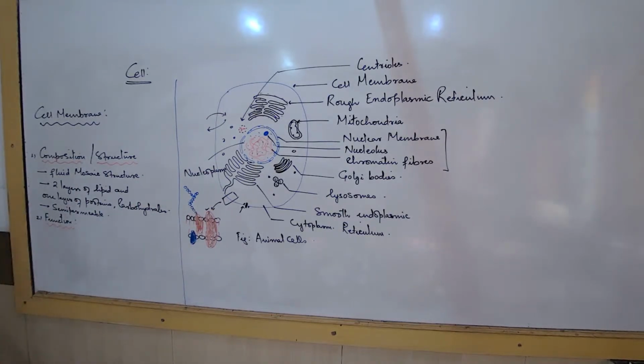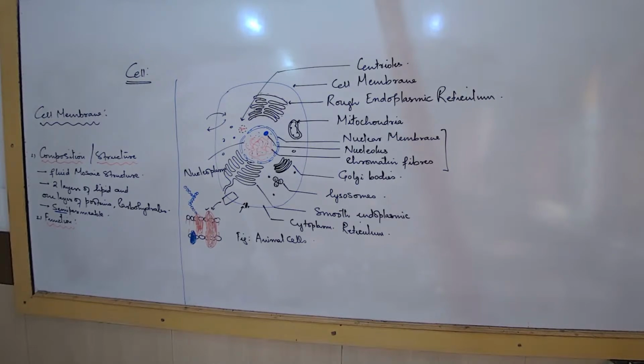Now that I talk about that, what is the meaning of semi-permeable? Put a stress on this word, semi-permeable. Semi-permeable means the ability of the plasma membrane to allow only selected molecules to enter or leave the cell. Only a selected few molecules, not all molecules, can enter and leave the cell.